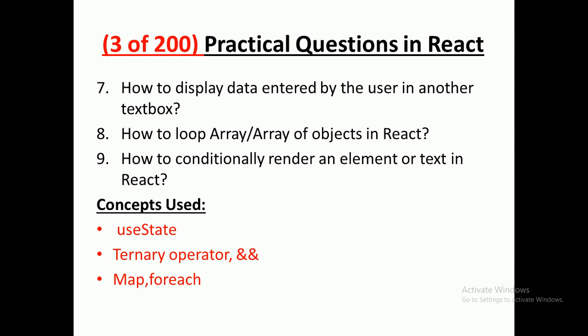The next one is how to loop an array or array of objects in React. Let us suppose you have some dynamic data coming from the API or static data that you have written in the array. So how do you display that to the user?